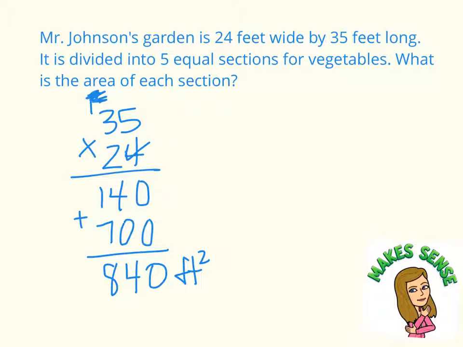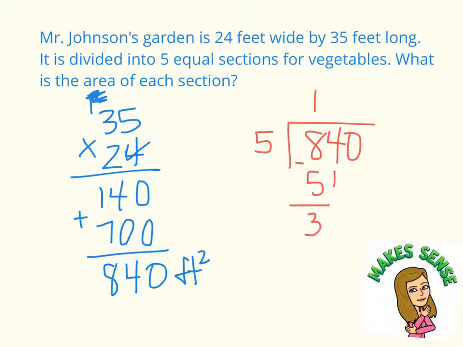But they don't want the area for the whole garden. They want the area of each section. Now, there are 5 sections of vegetables. So in order to find each section's area, I can divide by taking the total area, 840, divided by how many sections there are, 5. So let's get started. 5 going into 8. Now 8 divided by 5, I can go in one time. 5 times 1 is 5. Now I subtract. 8 minus 5 is 3.